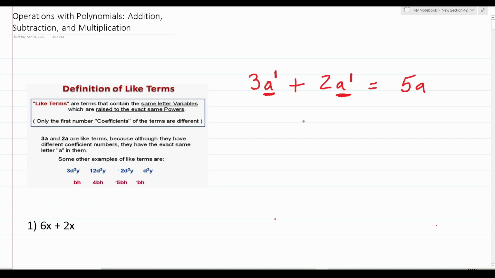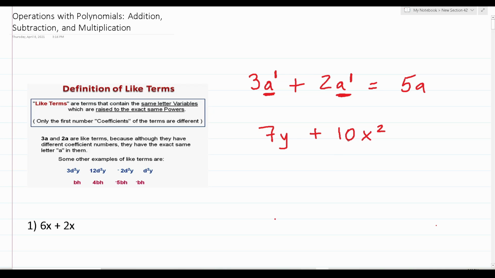So let's take a look at another example. Let's say we had 7y plus 10x squared. Are these like terms? Well, our letter variable in 7y is y, and our letter variable in 10x squared is x. Those letter variables are not the same, so these are not like terms, and therefore we could not add them.